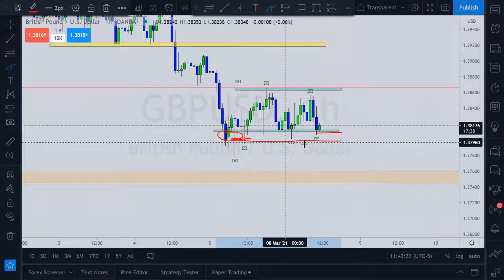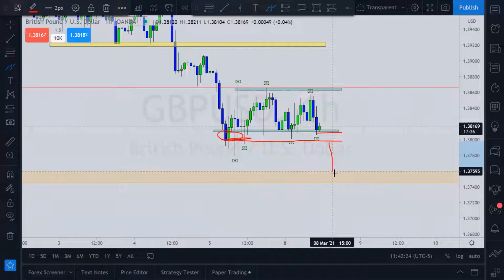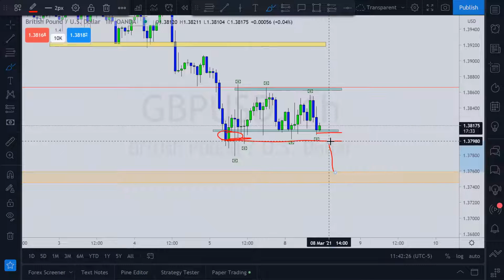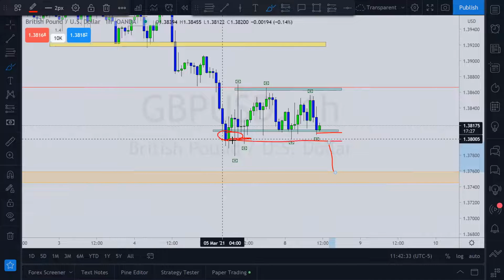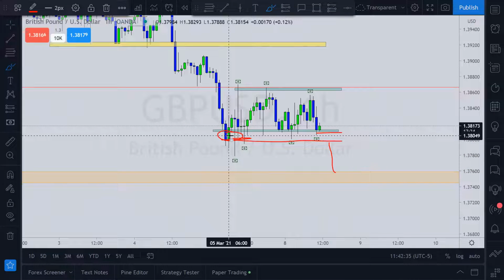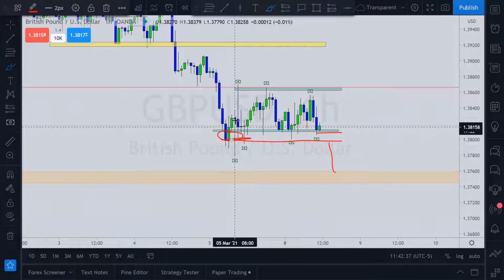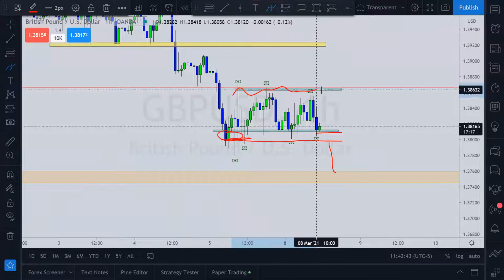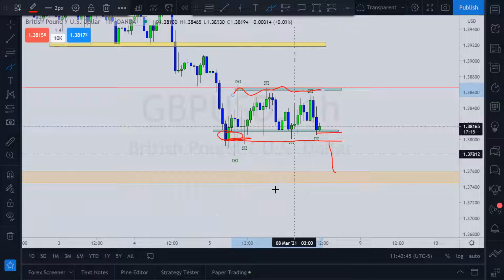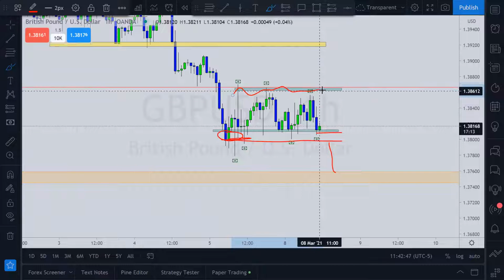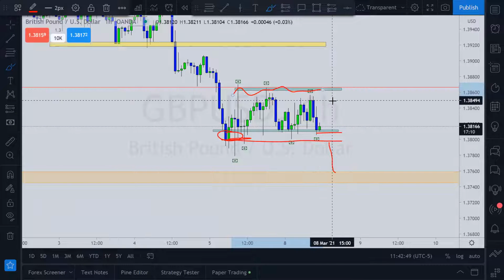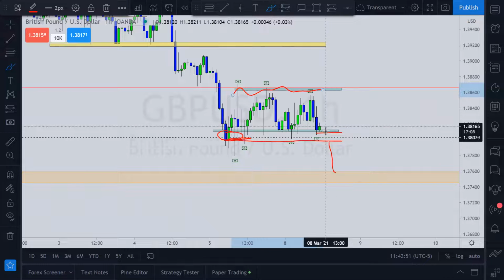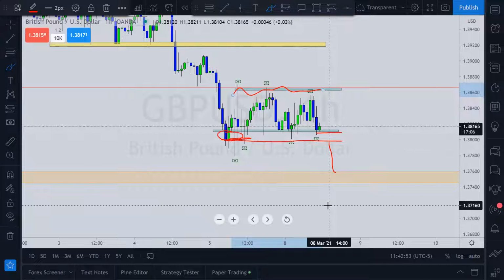But that's when I would feel this is the best time to take a short. When you get a break and a close below this line, that's when we've broken this lower low. And you see that we haven't gone higher, we haven't broken the high. We haven't made a new higher high. So right now, all I'm looking for are valid entries for short.